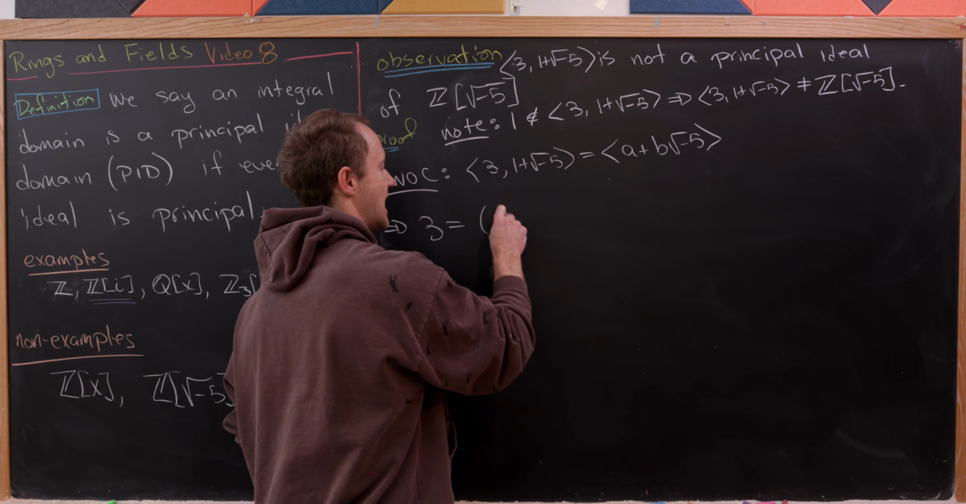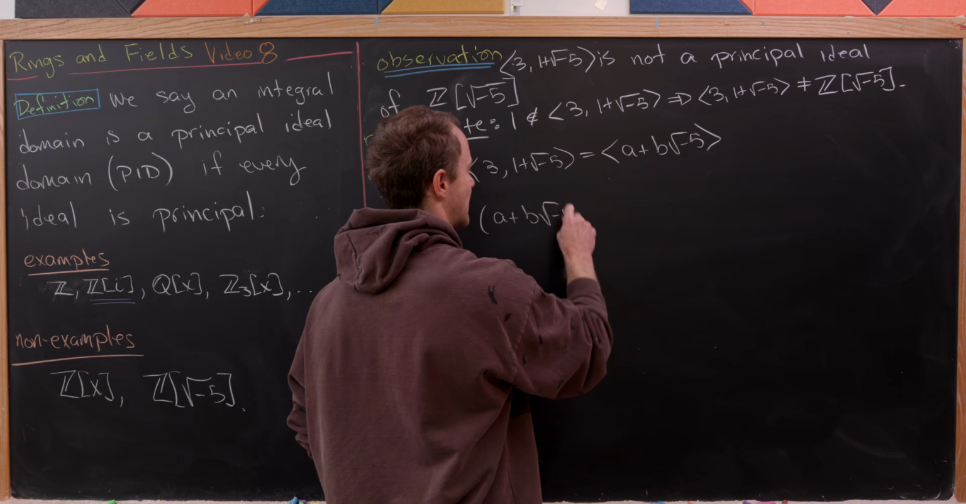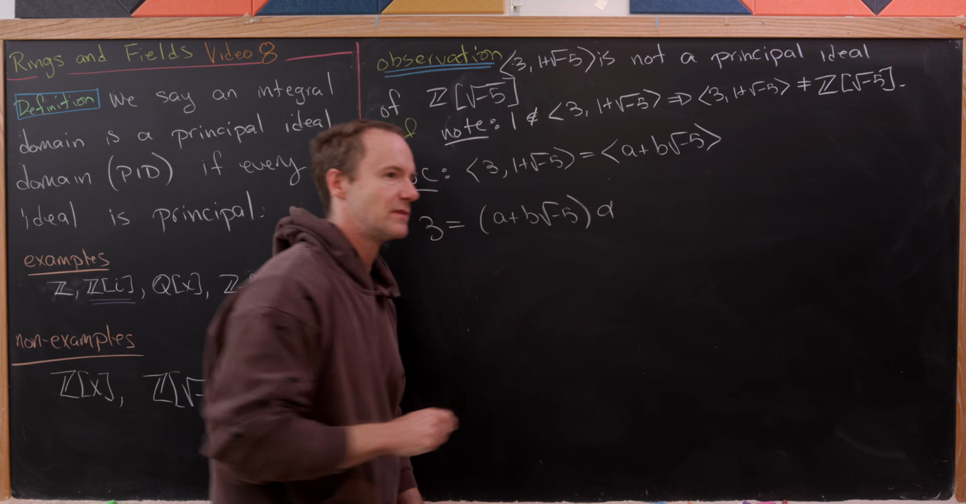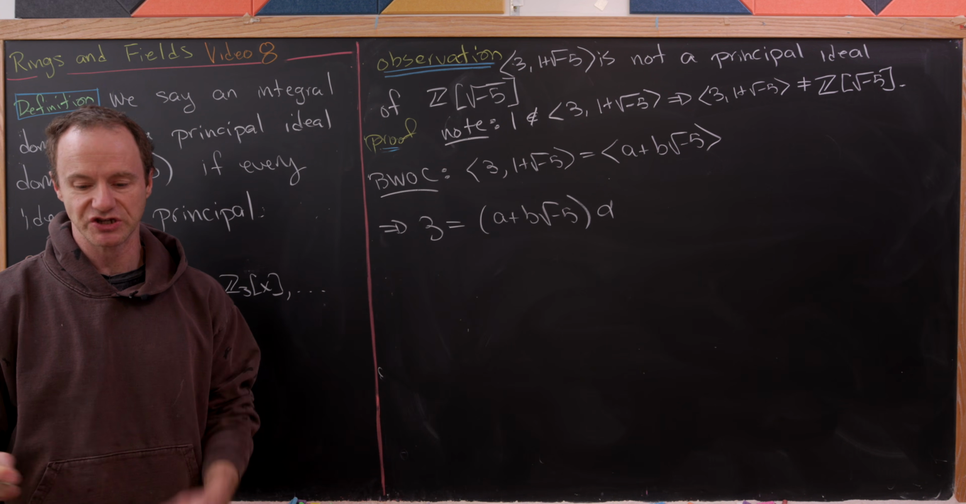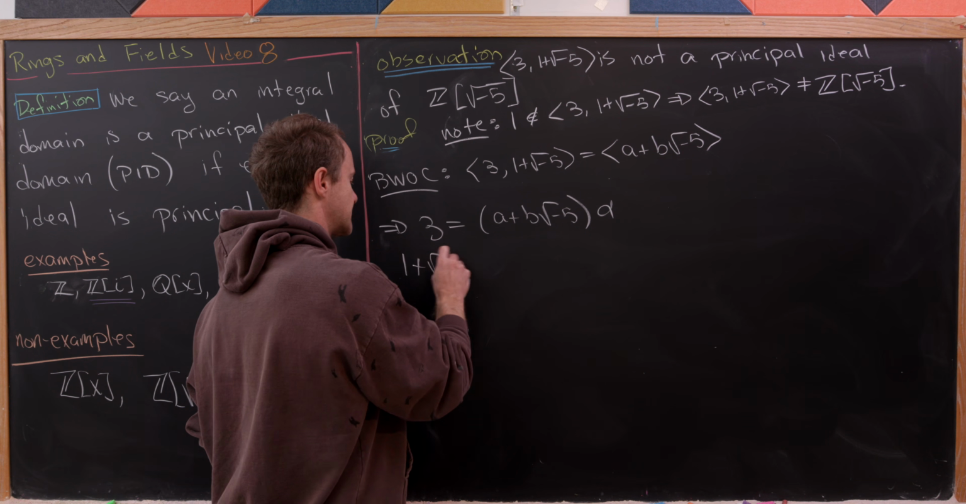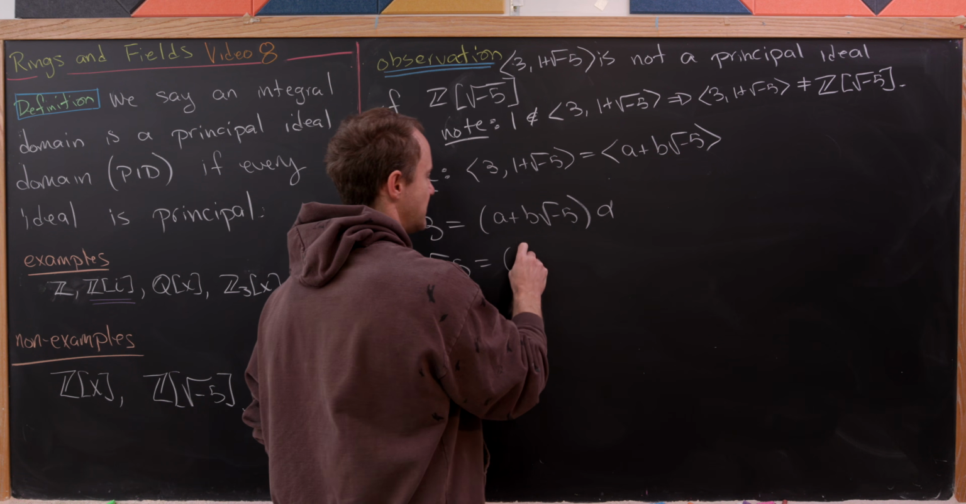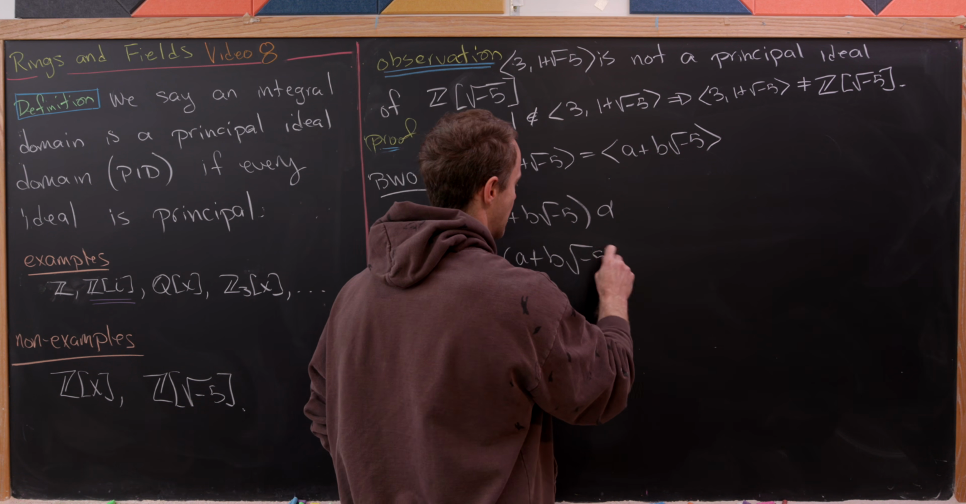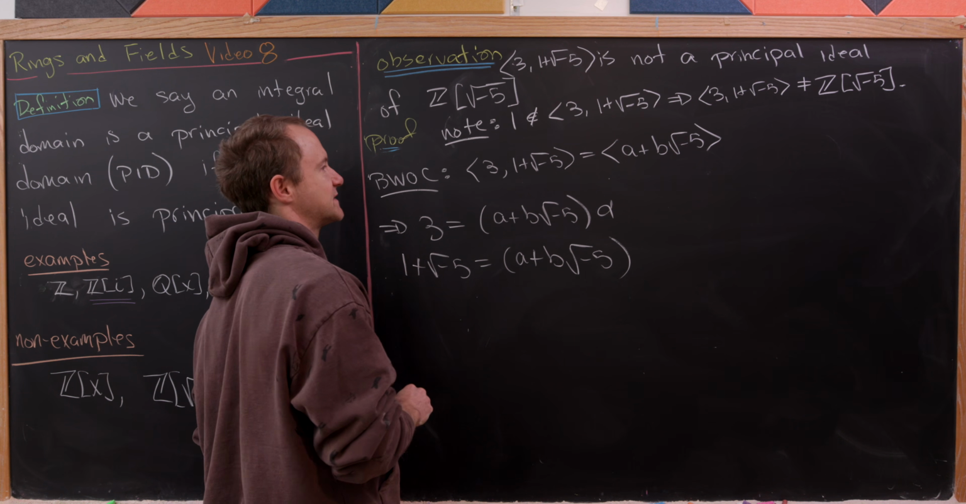So we can write this as a plus b times the square root of minus 5 times some number that I'll just call alpha. We don't actually need the real and imaginary parts of that. And then we also know that 1 plus root minus 5 is going to be a multiple of this a plus b root minus 5 for the same reason.